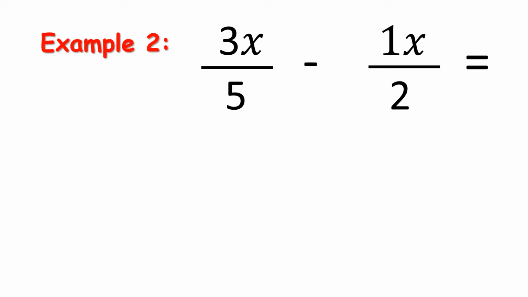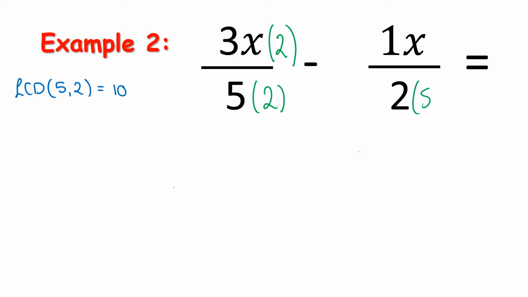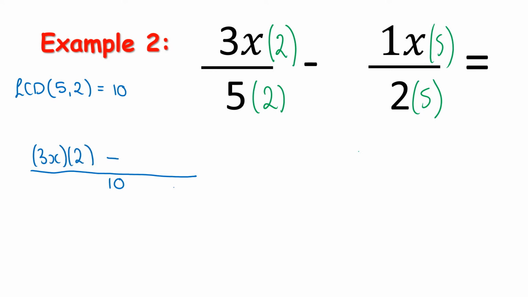So 3x over 5, take away 1x over 2. First thing I'm going to do, I'm going to identify my lowest common denominator. It's 5 and 2, so my lowest common denominator is 10. So my first fraction, to get to 10, I'm going to multiply the denominator by 2, and the numerator by 2. In the second fraction, I'm going to multiply my denominator by 5 and the numerator by 5. So then I have a common denominator of 10, and I combine my fraction. So I get 3x times 2. Watch your signs, it's a subtract this time, and a 1x times 5.